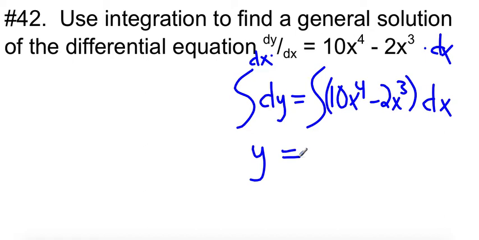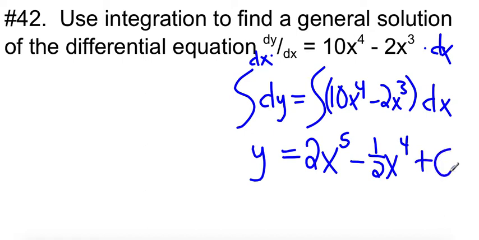The antiderivative of 10x to the fourth, well, that has to be x to the fifth, and I think 2 will do it. And then minus, this needs to be x to the fourth, so I think 1/2. Yep. And then the plus c. And that's it. This is a general solution. Now, if they gave us a little bit more information, like if it said that it has to go through a certain point, we could plug in the point and solve for c. But we are not doing that in this question. They didn't ask for it.